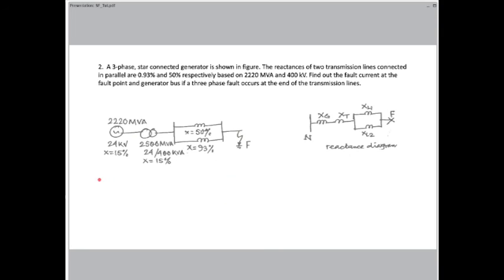So let's go to the first step, which is to choose the base MVA. MVA and kVA, there is no difference, only multiplication or division by 1000. So for the base MVA, we have two MVA ratings already specified in the problem. One is for the generator, 2220, the other is for the transformer, 2500. We can choose any one. We can choose something different. But like I mentioned earlier, we choose the base value such that our calculation is reduced.